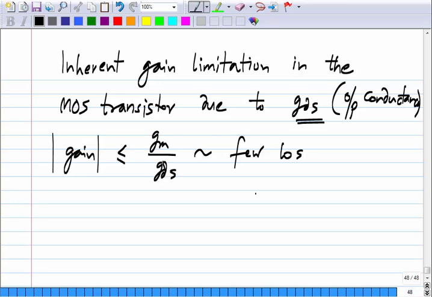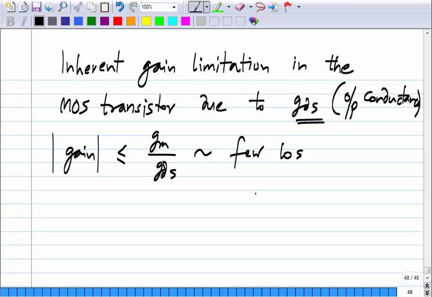So, this is what you have to live with. Each device can only give you this much gain, but you want a gain of 1 million or something. What do you have to do? What can you do? If you have a gain of 10, how could you get a gain of 1000? You have to put one gain after another.